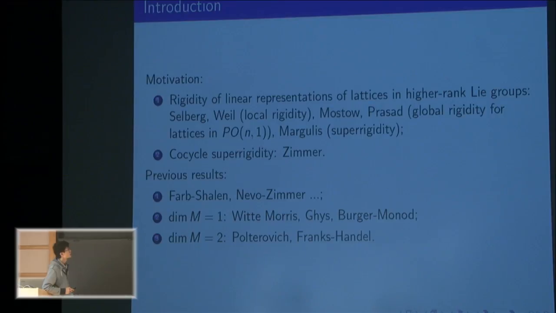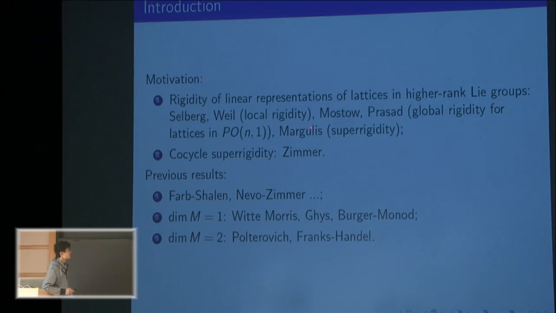A sophisticated motivation is linked to the rigidity of linear representations of lattices in higher rank Lie groups. The earlier works are those of Selberg and Weil on the local rigidity of co-compact lattices in higher rank Lie groups. And then there's the work of Mostow and Prasad on the global rigidity of lattices in higher rank Lie groups. And then finally we have the Margulis superrigidity theorem, which classifies all the linear representations of such lattices.